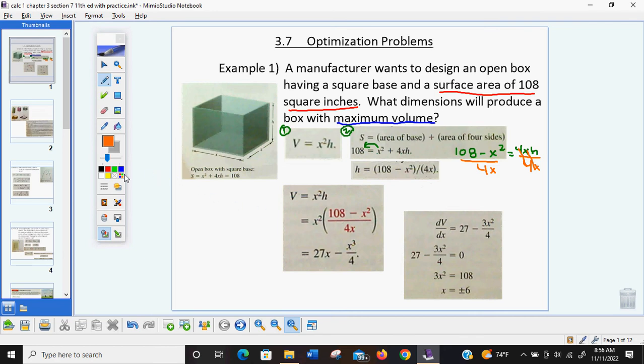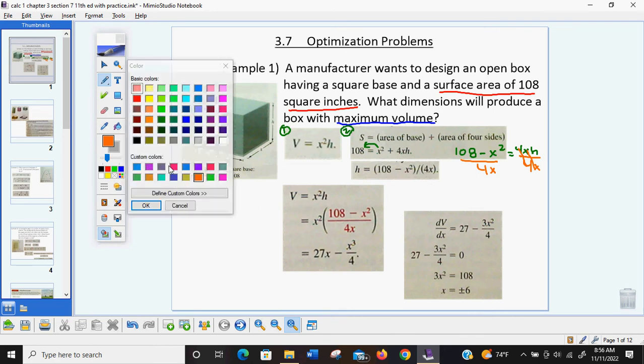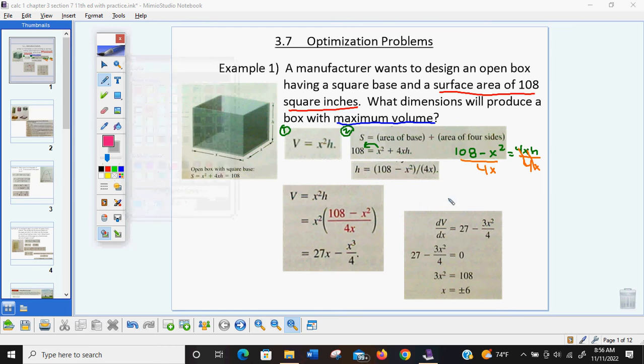Now this is our secondary equation. Now that we have it solved for H, we're going to take this and plug it in right here. So we're going to take the H out and put in 108 minus X squared over 4X, right in here. So it would look like this. See, now we only have one variable. We just have X's. So let's go over here and do a little side note.